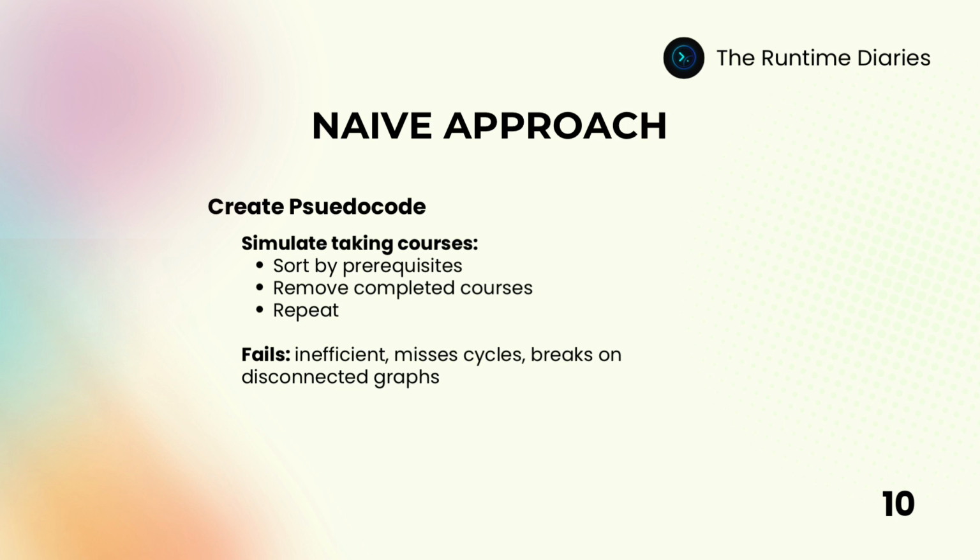First, it's inefficient. You're repeatedly scanning the entire course list. Second, it doesn't guarantee correct cycle detection. You might miss cycles that are hidden in the dependency structure. Third, it fails on disconnected graphs. If two parts of the graph don't interact, this approach can give incorrect results. And fourth, it's way more work than needed. There are cleaner, more direct ways to detect cycles.